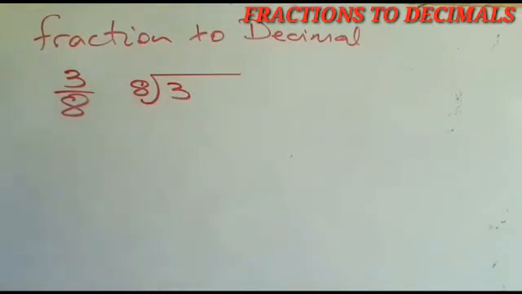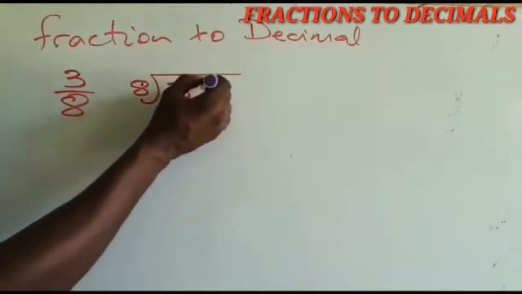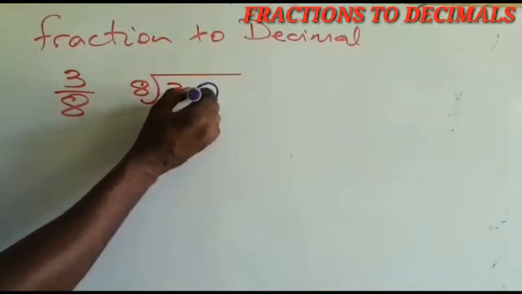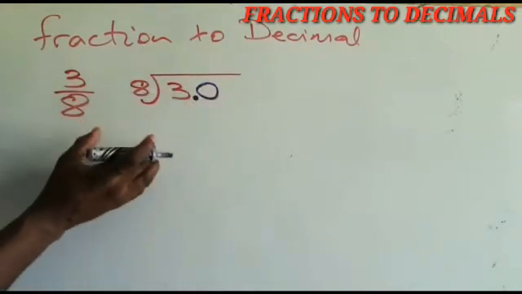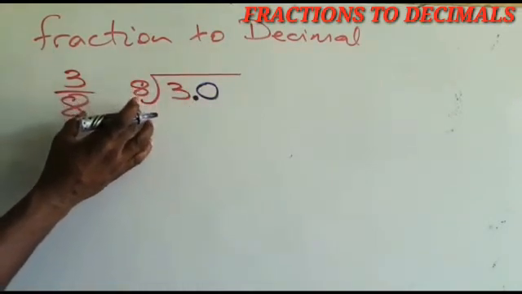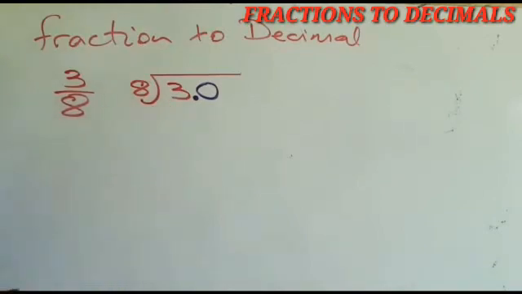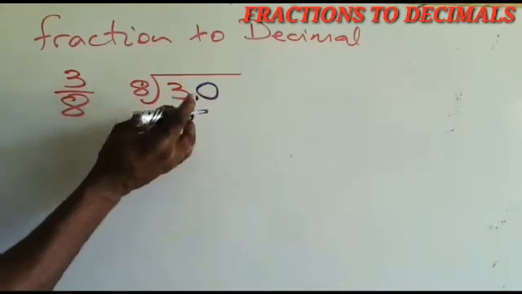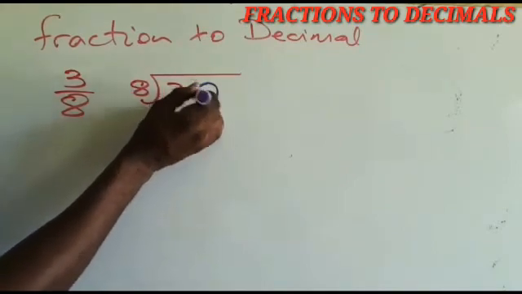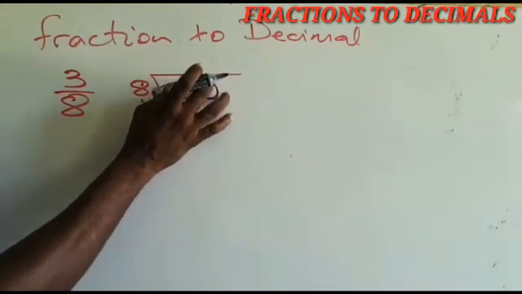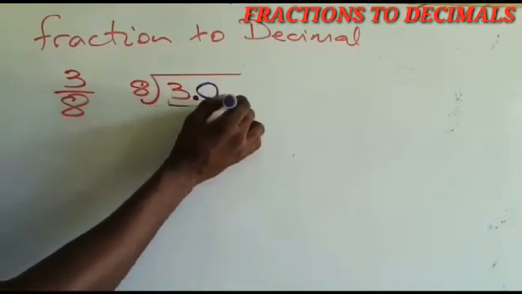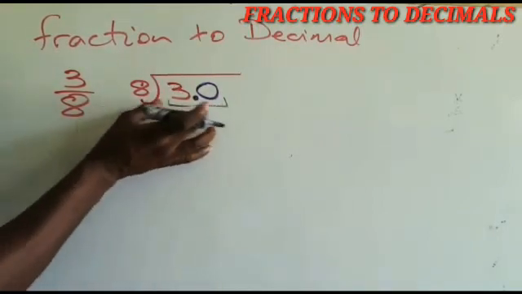But we can't. Therefore, we're going to introduce a 0 behind the 3 and put our decimal point, because now we realize that 3 divided by 8 will not be a whole number. It's going to be a decimal number. So we're going to put a decimal point and then add a 0 to make it 30 to divide into.